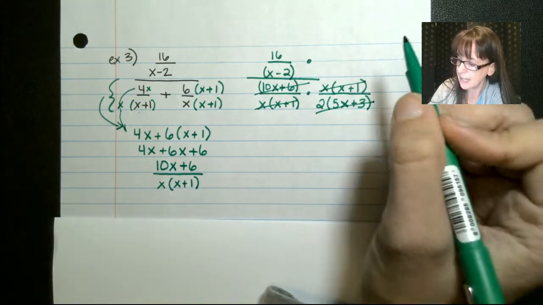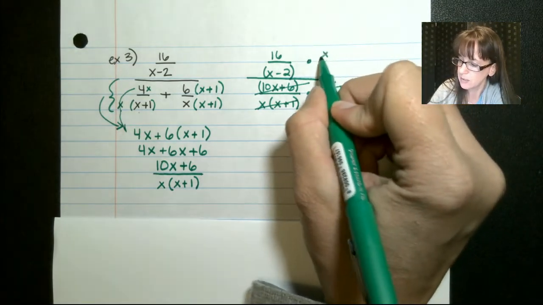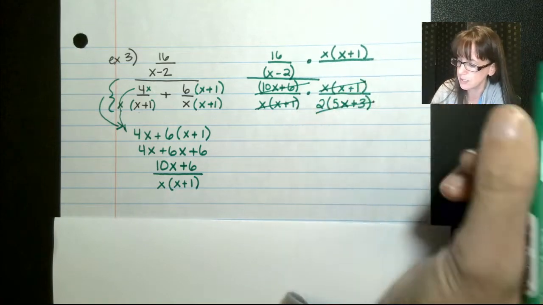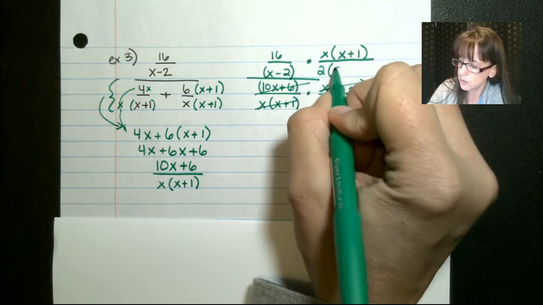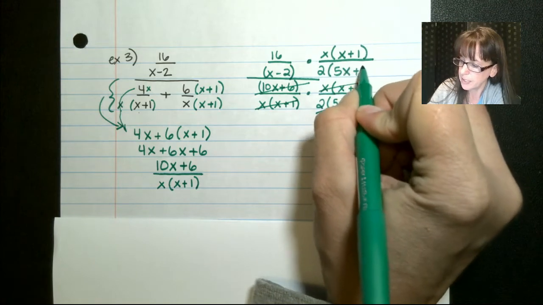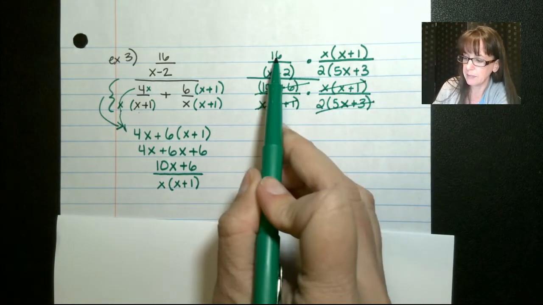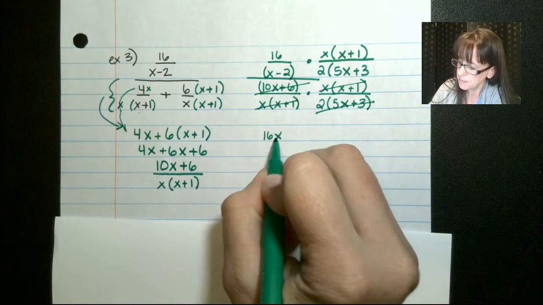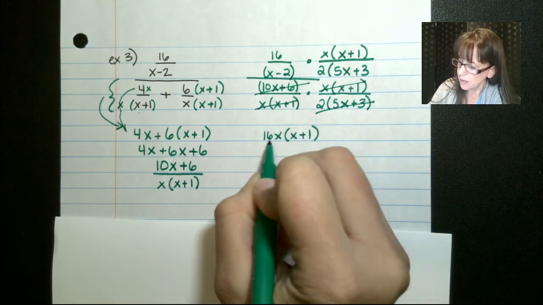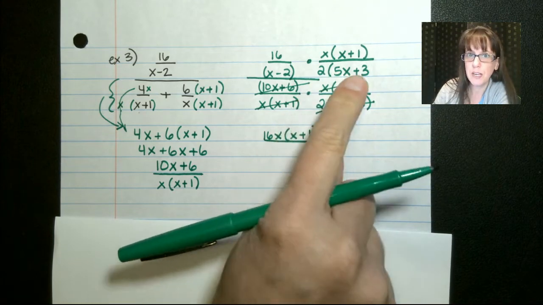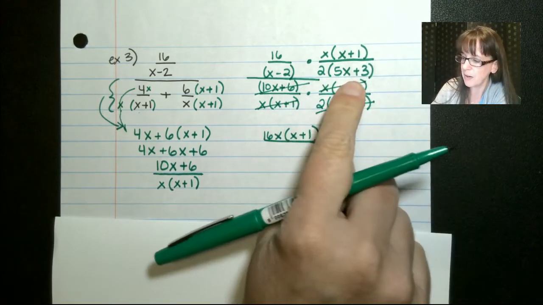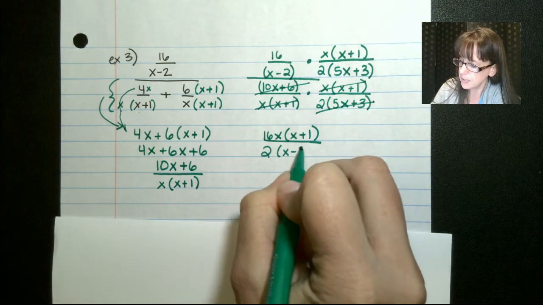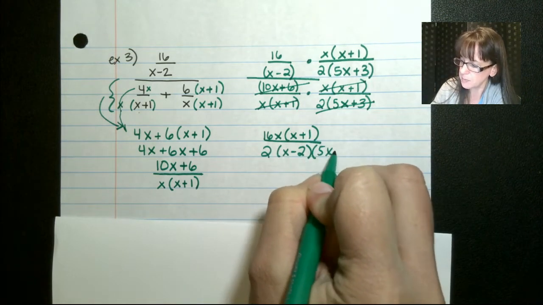So this, again, is just a different way to do this. You can't always write it as a division problem, and I'll go back to doing that so you can see it. So this is 2, 5x plus 3. So here's what I have. 16 times all that garbage, so 16x, x plus 1, over, now I have 2 times, oops, forgot that. 2 times 5x plus 3 times x minus 2. So 2x minus 2, 5x plus 3.